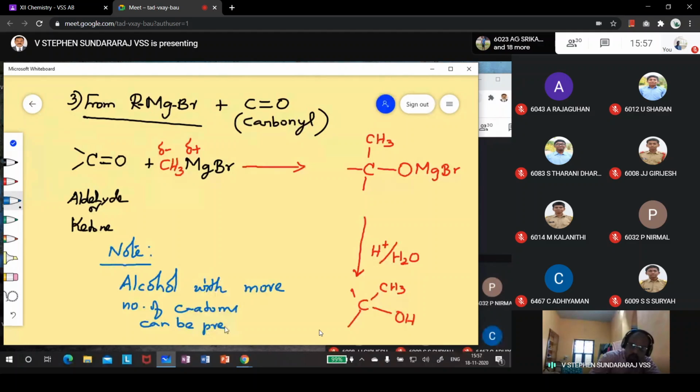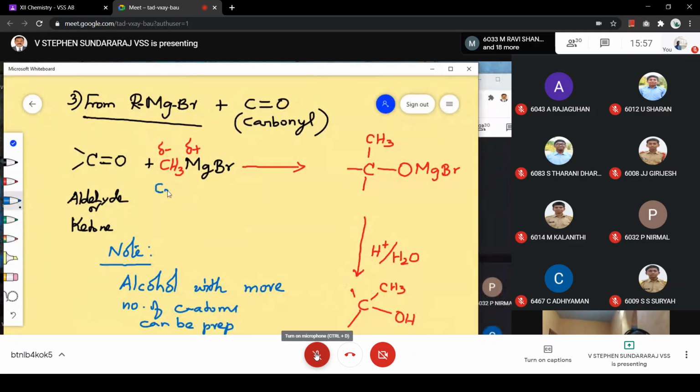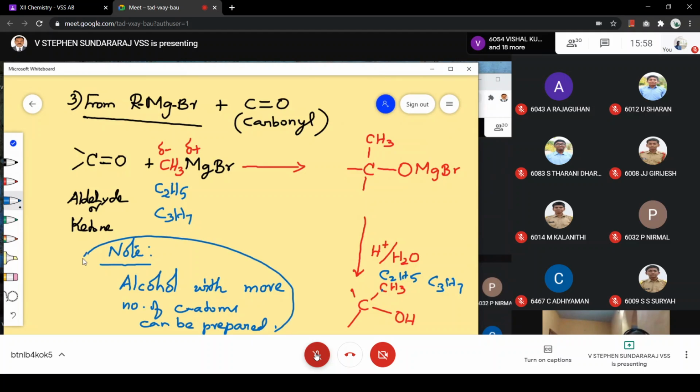Why am I writing more number of carbon? Why don't I say one more carbon? Here only one carbon, but if you take C2H5, two carbons will be more. Here it will come C2H5. If you take C3H7, then C3H7 will come. So that means one carbon more, two carbons more, three carbons more. So more number of carbon atoms can be prepared by this method, and that point is all important.